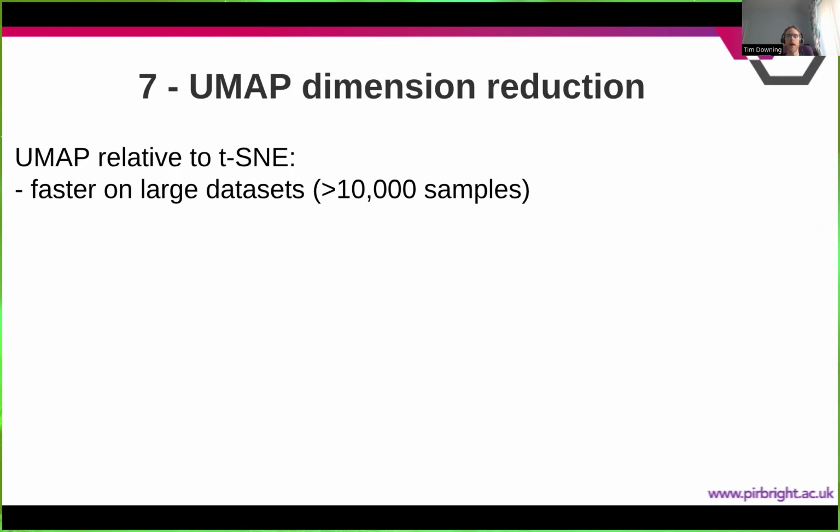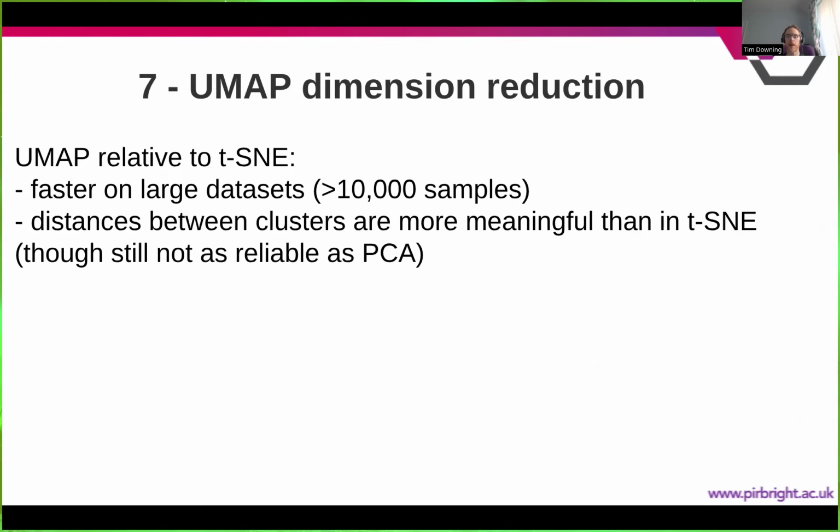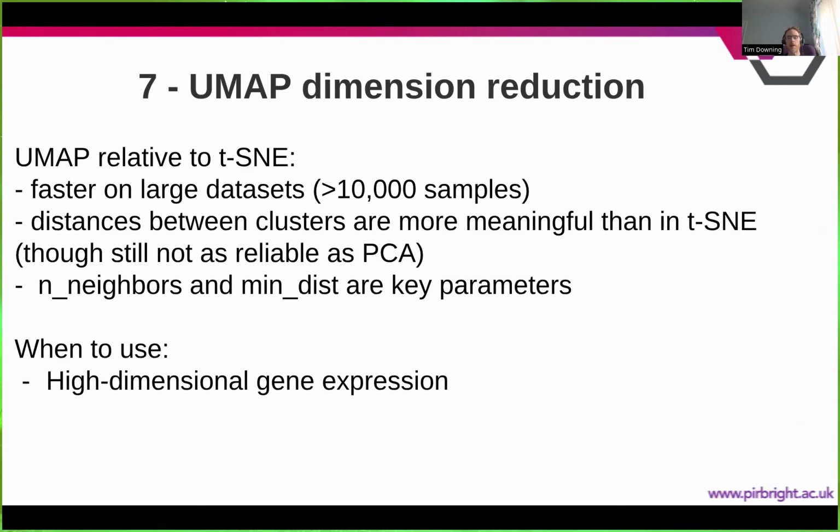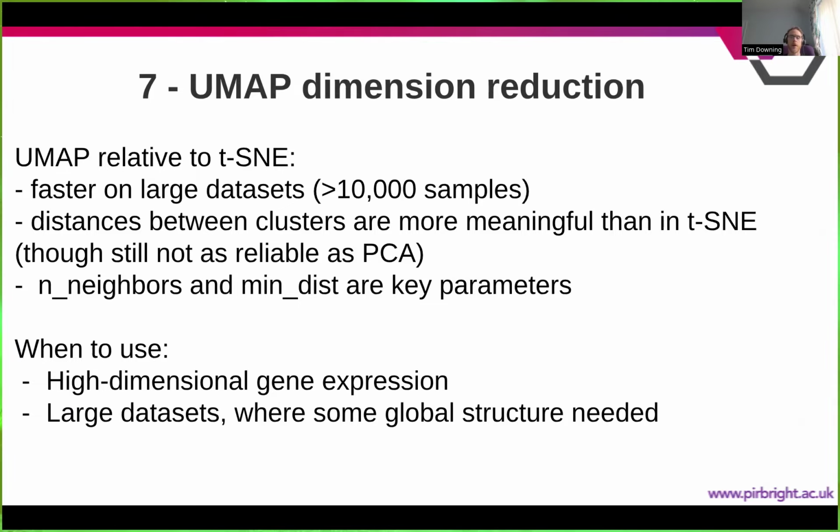Relative to t-SNE, it is faster. It captures distances between clusters less badly than t-SNE, but is not as reliable as PCA nor as MDS. The number of neighbors and minimum distance are key parameters for modeling, and therefore we have to plot how much these vary when we are using UMAP. It's very good at looking at high-dimensional gene expression data, for example single-cell RNA sequencing data or spatial RNA sequencing data. And it's very good at working on large data sets where some global structure is needed.